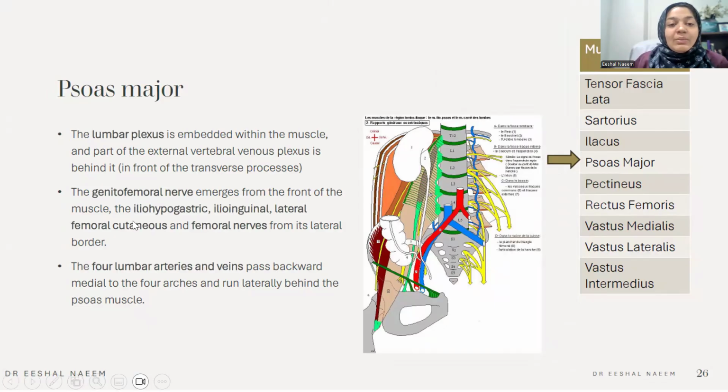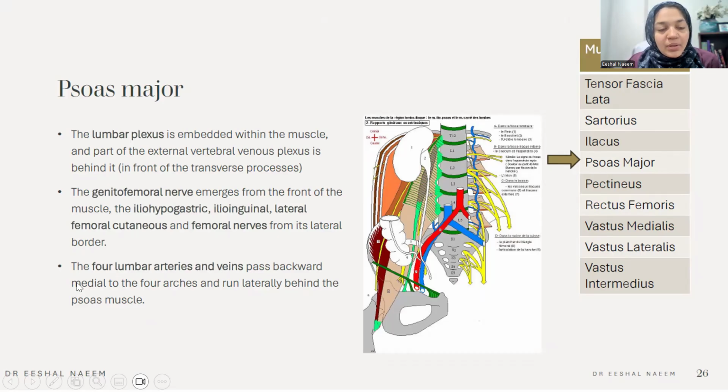So the lumbar plexus is embedded within the muscle, and part of the external vertebral venous plexus is behind it, in front of the transverse processes of the vertebrae. The genitofemoral nerve emerges from the front of the muscle. All the rest, the iliohypogastric, the ilioinguinal, the lateral femoral cutaneous, and femoral nerves, all four of them come from the lateral border of the psoas major muscle.